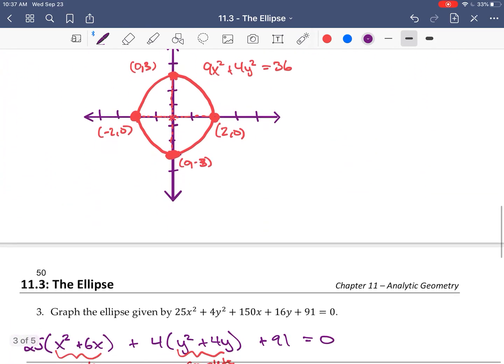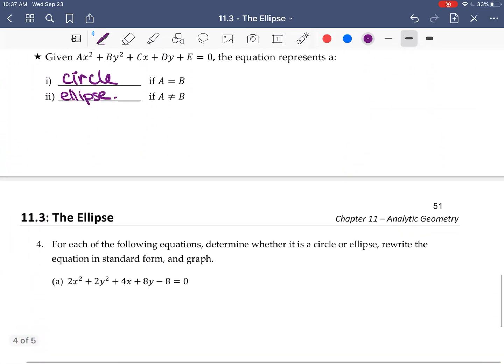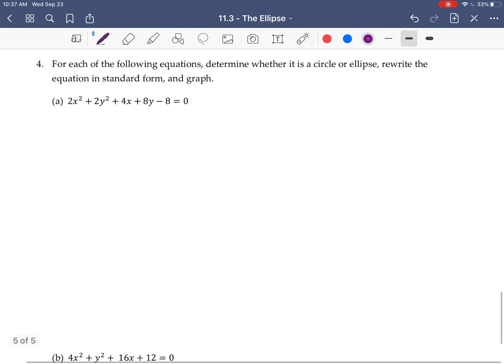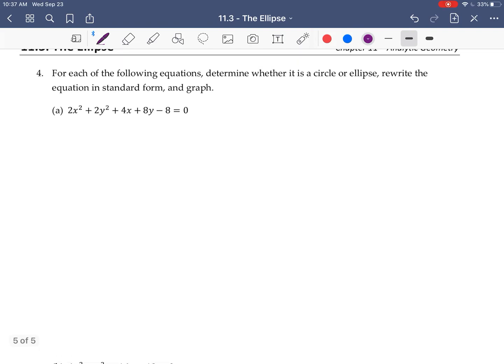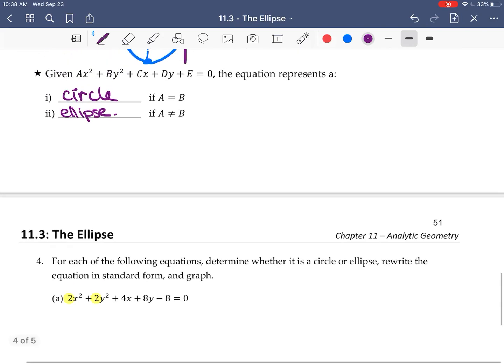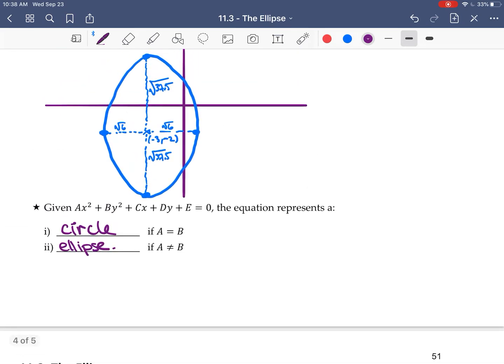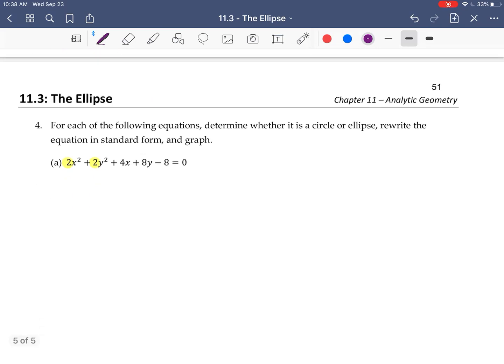Okay, let's try another one. For each of these, we want to determine whether it's a circle or an ellipse. Then we're going to rewrite it in standard form and give the graph. So here, the coefficients in front of the x squared and the y squared are the same. So when it's in this form, a and b are equal, so that means this is a circle.